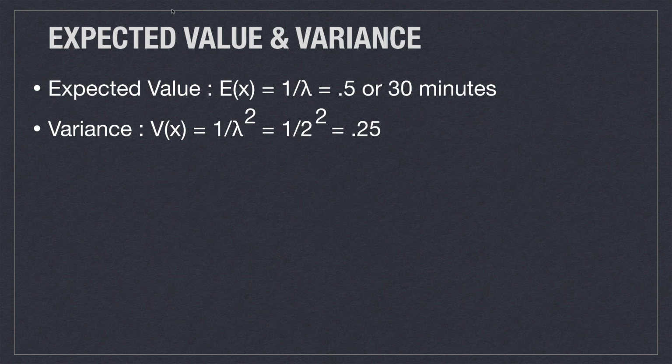And then finally, to wrap up absolutely everything, if you would want to find the expected value for an exponential, all we would do is take 1 over lambda, which is going to work out to 30 minutes. And then once again, if we would want to find our variance, 1 over lambda squared, which is going to come out to 1/2 squared, which comes to 0.25.